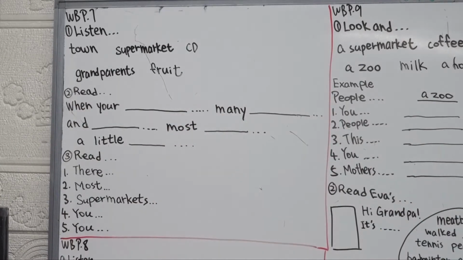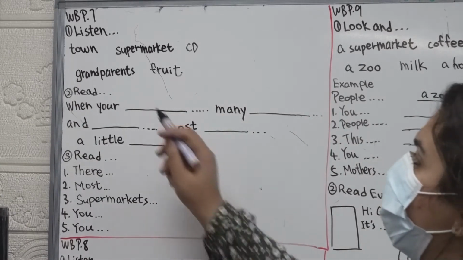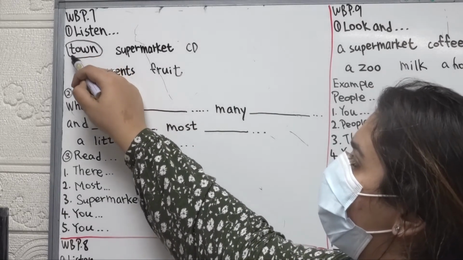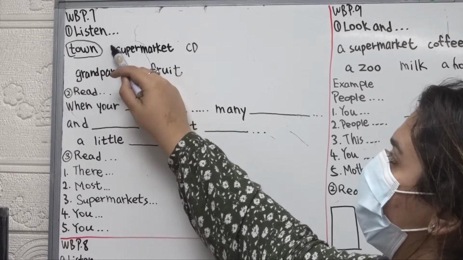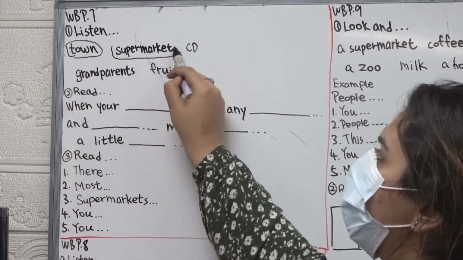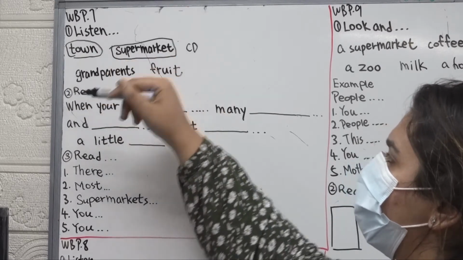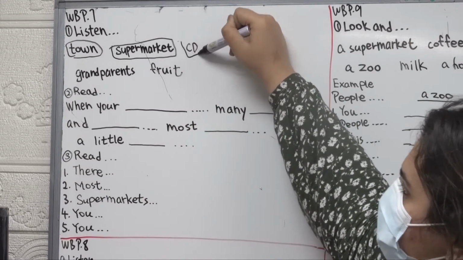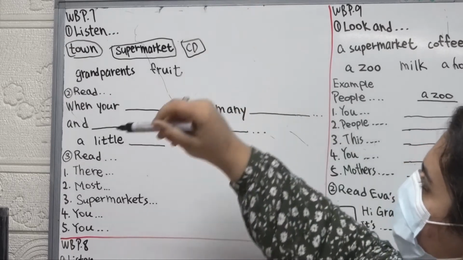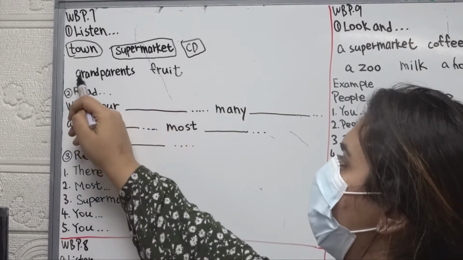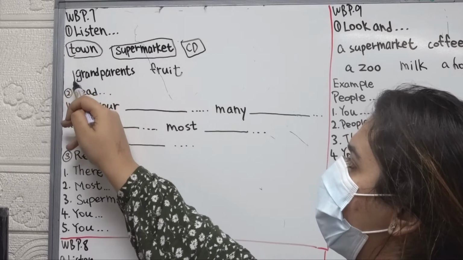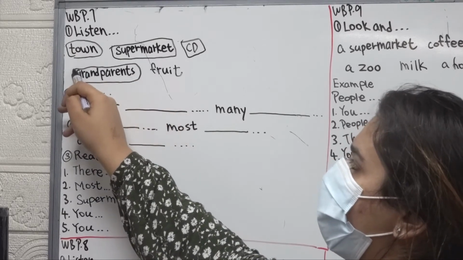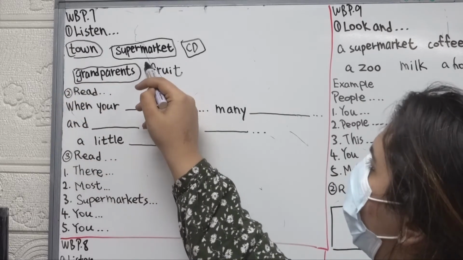So, alright, here we have town. Can you read that? Town. And then here we have supermarket. Supermarket. And here we have CD. Okay, CD. Next one we have grandparents. Okay, grandparents. And here we have fruit.